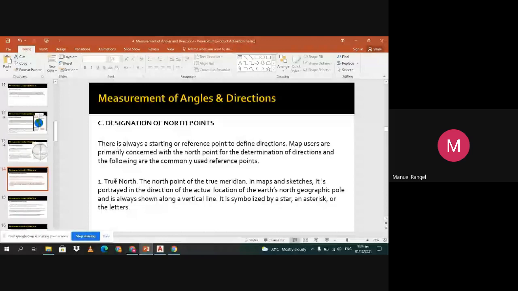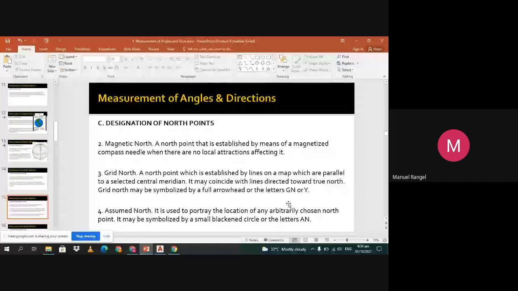In maps and sketches, it is portrayed in the direction of the actual location of the Earth's north geographic pole and is always shown along a vertical line. This is symbolized by a star, an asterisk, or the letters. Number 2, we have the magnetic north, kung ang imong reference ay magnetic meridian. Then grid north. Assume north or assume meridian ang imong gamit.